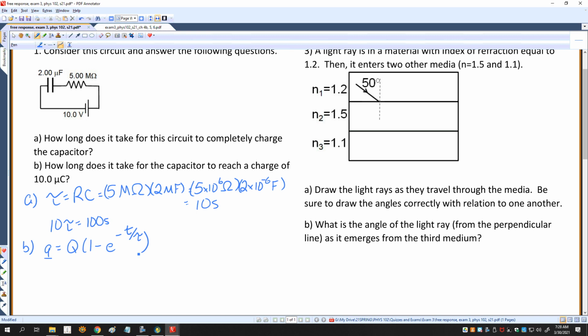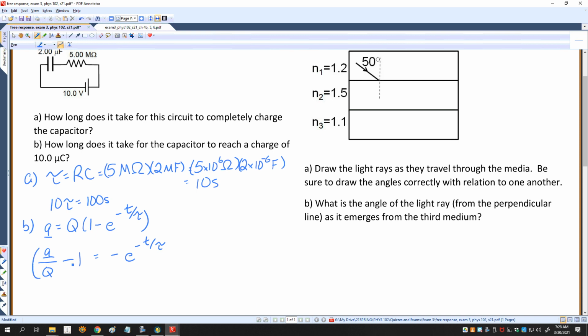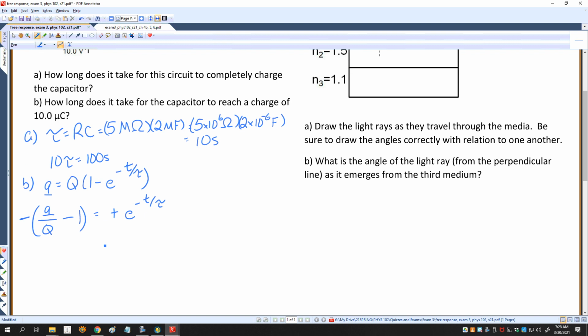So I'm looking for t here. I'm going to solve this for t. So divide both sides by Q. I will subtract 1 from both sides, and that gives me negative e to the minus t over tau. Then I can take the negative of both sides, and then I take the natural log of both sides. At this point, I'll go ahead and put in some numbers.